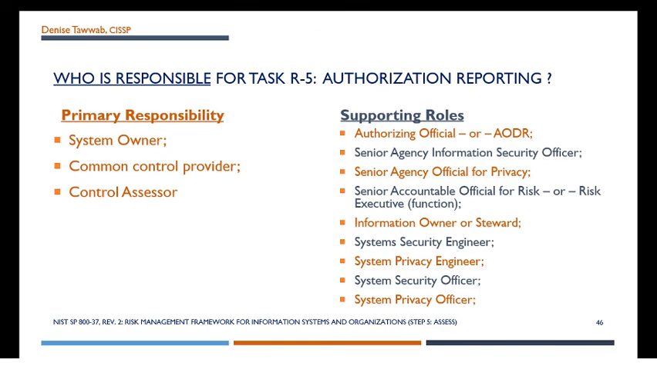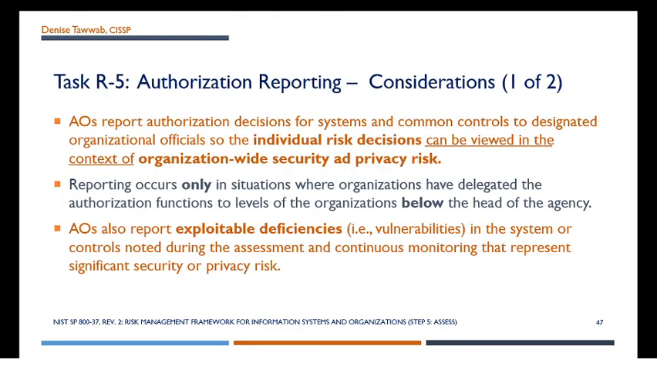Okay, who's primarily responsible for reporting the authorization? It's the system owner, the common control provider, or the control assessor. Supporting roles, of course, would be your authorizing official, the chief information security officer, chief privacy officer, the information owner, security engineer, privacy engineer, the system security officer, and the system privacy officer. So all the people involved in security, any of them can participate as needed, and again, as indicated by the roles and responsibilities within your organization. Do keep in mind that NIST special publications are all guidance. They are not prescriptive. They are guidance on how to do this. It's good guidance, but you don't have to follow it.